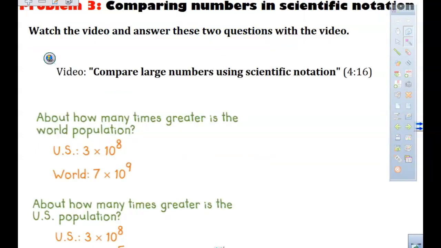On this page, they tell us we're going to watch this video where we're comparing these. So this is where we do the multiplication and division. As we are taking a look at this, we're going to look at the last page of your notes first, and then we're going to come back to this.